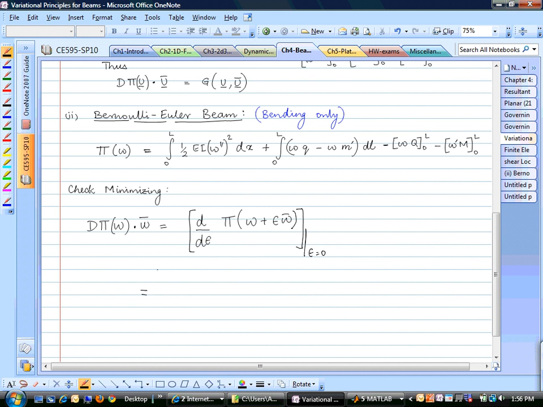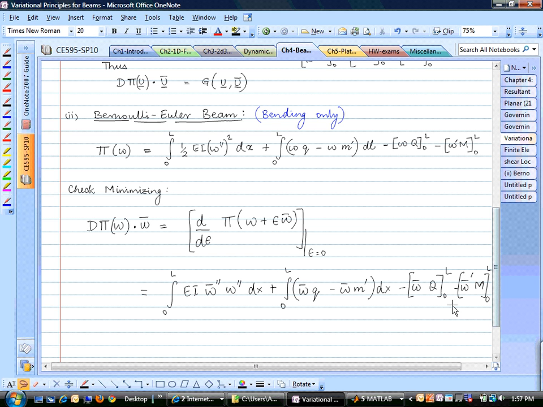And if you do this for this particular functional, what you should get is the integral of EI W bar double prime W double prime, which is nothing but the moment times the virtual curvature, dx, plus the integral 0 to L of W bar times Q minus W bar times M prime, also dx, and then minus W bar times Q, this is the applied load at 0 and L, minus W bar prime times M. So these last two terms come from the boundary condition.